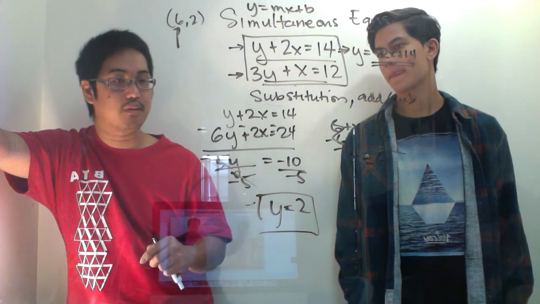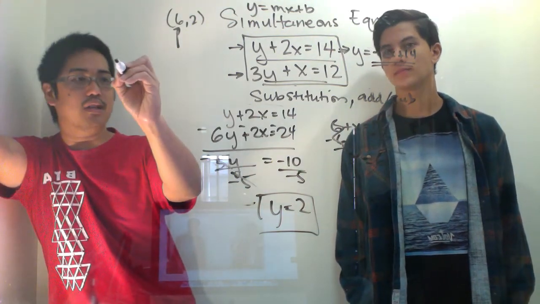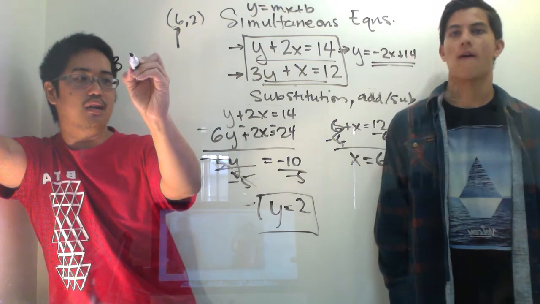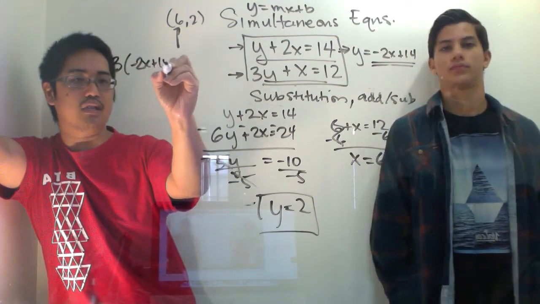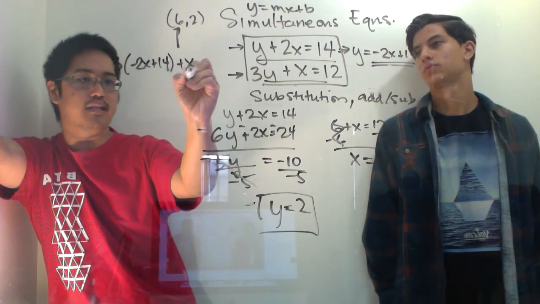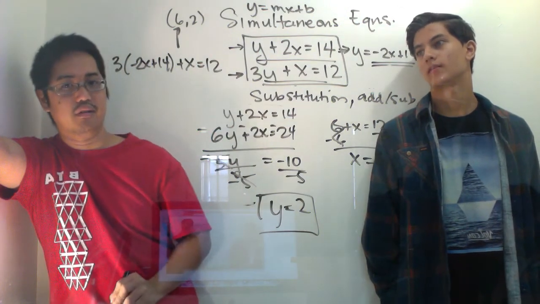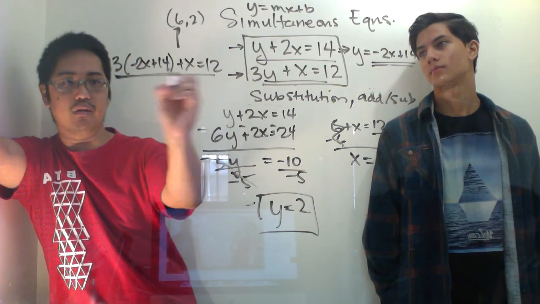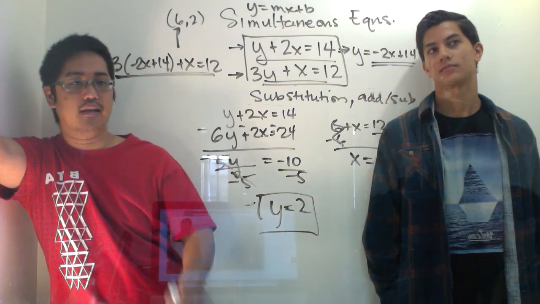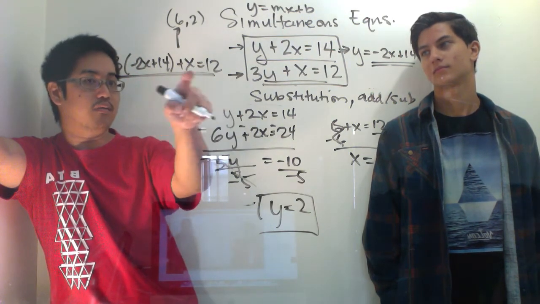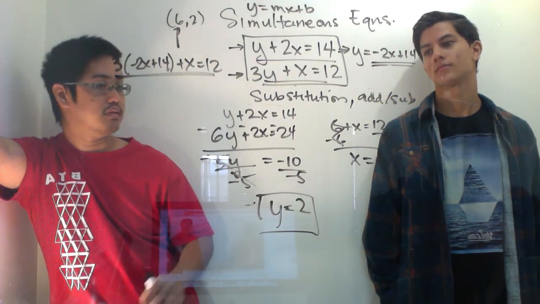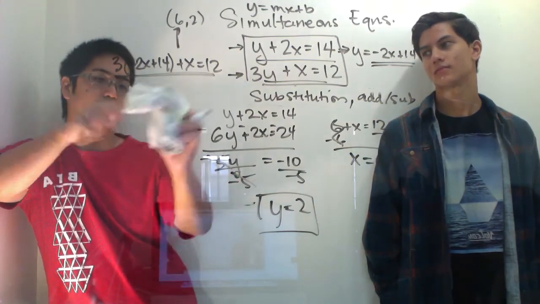We did that in the previous problem. We had something written up on the board that said something like 3 times -2x plus 14 plus x equals 12. I don't like that. Look, this is what we had up when Coco was up here, right? And this is still one equation and one thing we don't know. We're doing the same thing here.